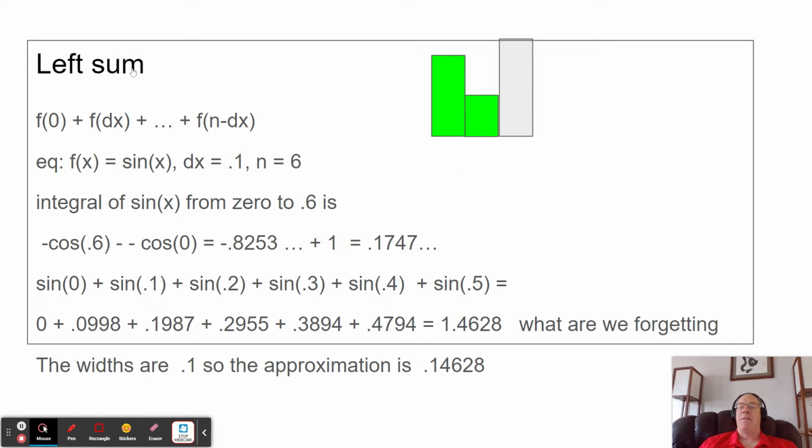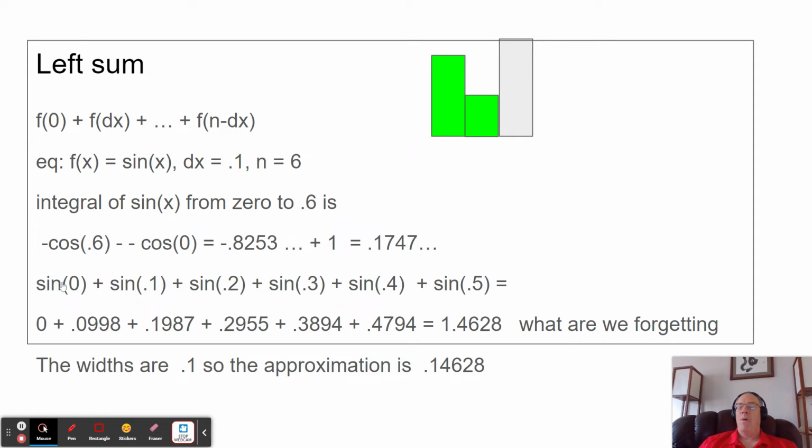The left sum method conceptually takes a sequence of rectangles and looks at the left values of the function as we evaluate it. An example would be if f of x is the sine of x, our dx was 0.1, and the number of places we evaluate is 6, each separated by 0.1. First of all, the integral of sine x from 0 to 0.6 is precisely negative cosine of 0.6, which is the antiderivative of the sine of x evaluated at 0.6, minus negative cosine of 0, and that computes out to approximately 0.1747. It's exactly 0.1747, followed by an infinite number of additional digits, which I won't put down here.